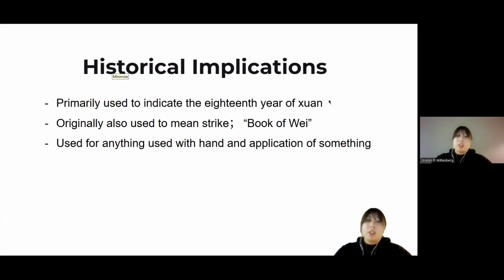A little bit of historical implications. So it was primarily used to indicate the 18th year of Xuan. As mentioned earlier, it was used in the fourth heavenly branch. So this is more of the divination purposes in the past. It also meant, in the Book of Wei, originally meaning strike. So as we mentioned, its modern meaning has to do with hand movements or something to hit. And as mentioned earlier, it's used for anything with a hand or an application of something.